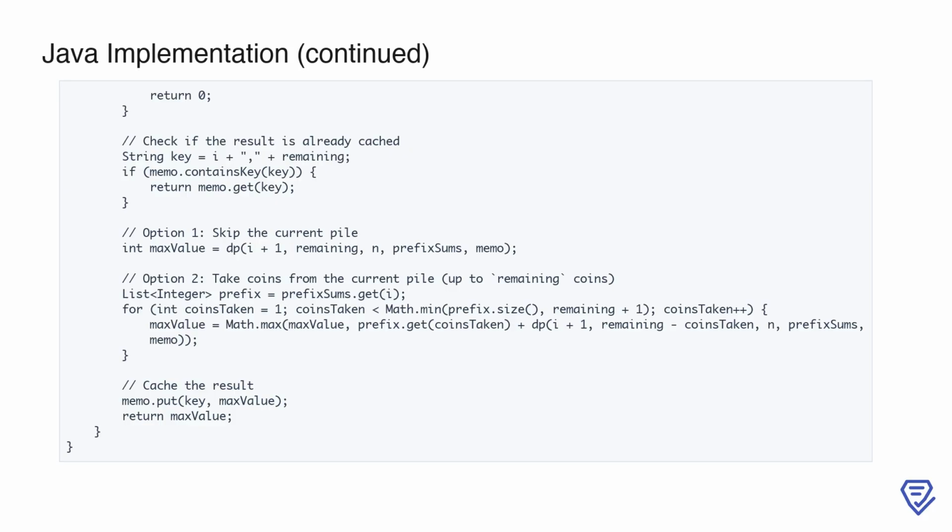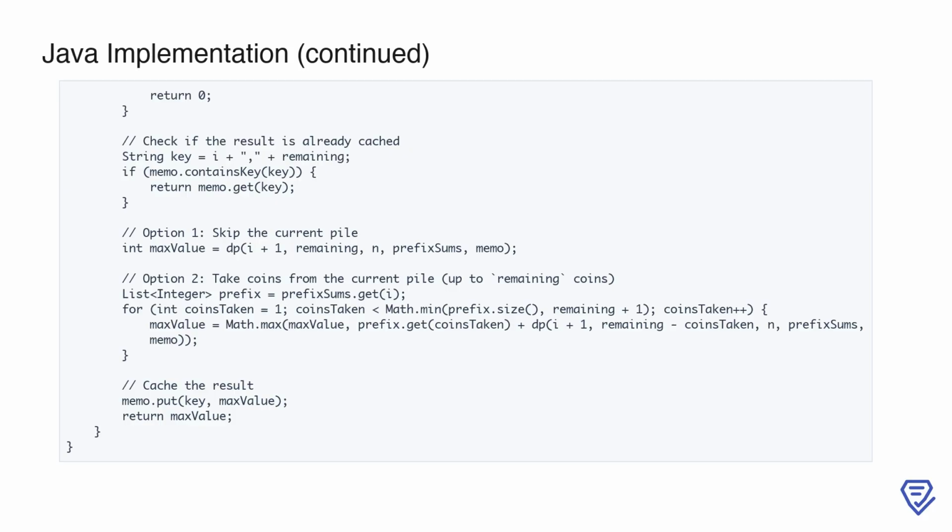If it is, we return the cached result, avoiding unnecessary recalculations. Now, we evaluate two options: either skip the current pile entirely, or take coins from it. To skip, we recursively call DP for the next pile, keeping the remaining quota unchanged. To take coins, we iterate over all possible numbers of coins we can take from the current pile, up to the lesser of the pile size or the remaining quota.